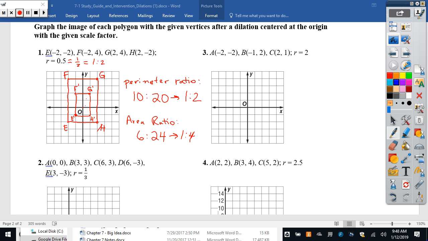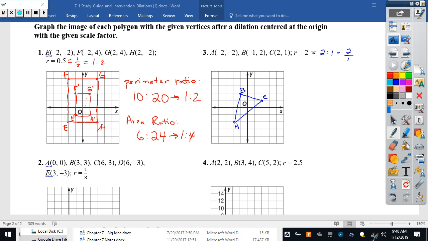If I go ahead and graph this out, -2, -2, that's A. -1, 2, that's B. And C is at 2, 1. Okay. Now, we know that the R value, scale factor, similarity ratio is going to be 2, or 2 to 1.